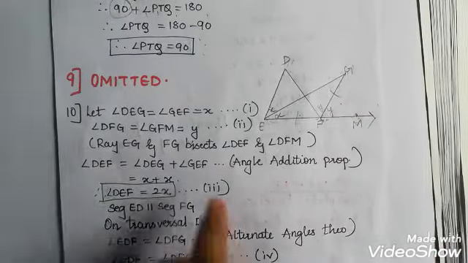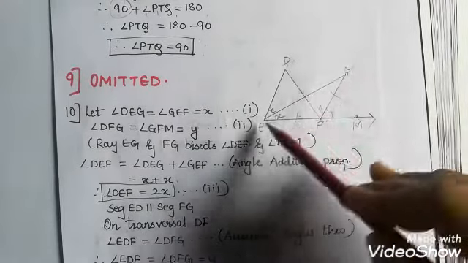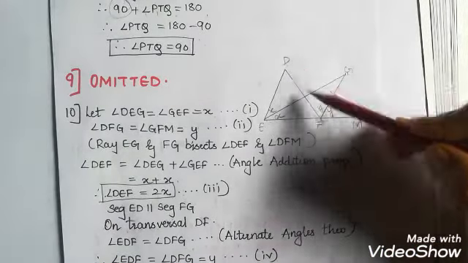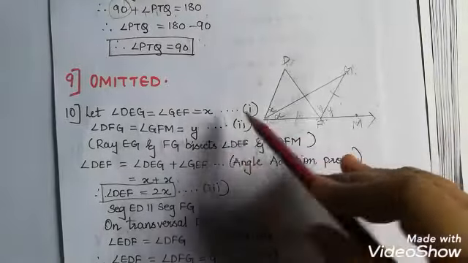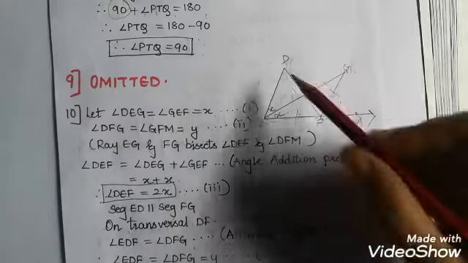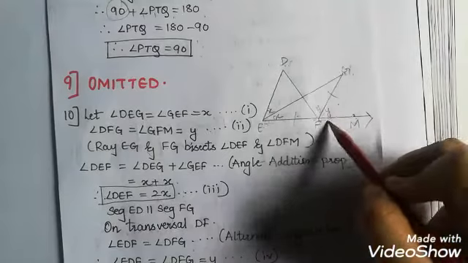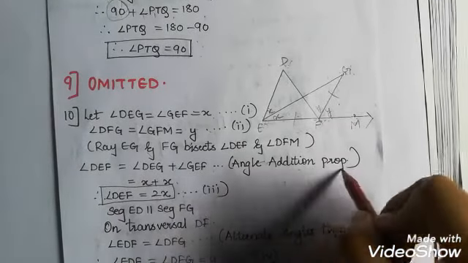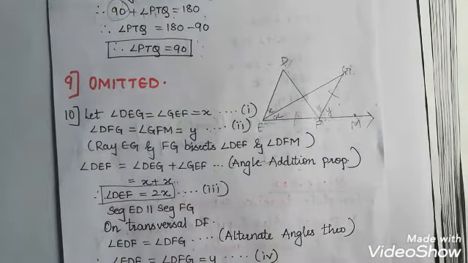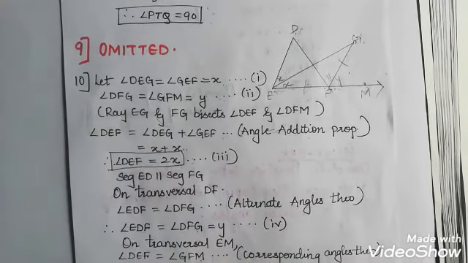Now first we'll prove the angle. First we'll see the angles. We'll assume angle DEG and angle GEF are x, and then we assume angle DFG and angle GFM are y, and I have written the reason. Now we know angle DEF is angle DEG plus angle GEF, so I have written the angle addition property. Both are x, so x plus x is equal to 2x. So I got the measure of angle DEF as 2x.